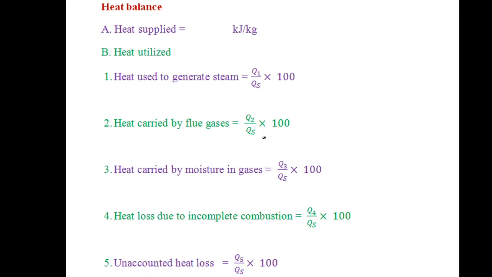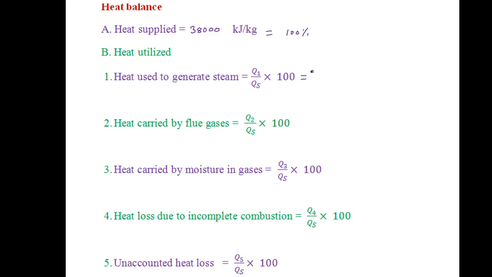Now coming to the heat balance sheet, the amount of heat supplied is 38,000 kilojoules of heat energy added per kg of fuel burned. So this is 100% which is supplied, and that is used as Q1, Q2, Q3, Q4 and Q5 in various cases. So Q1 amount of heat energy is taken by steam.